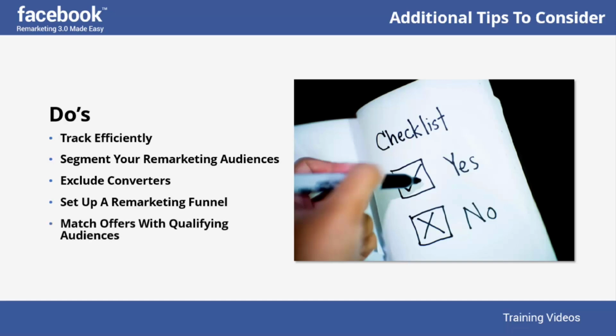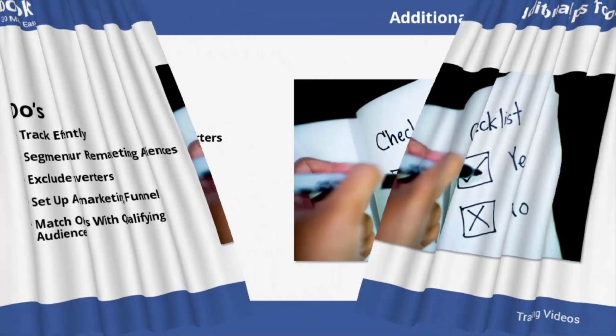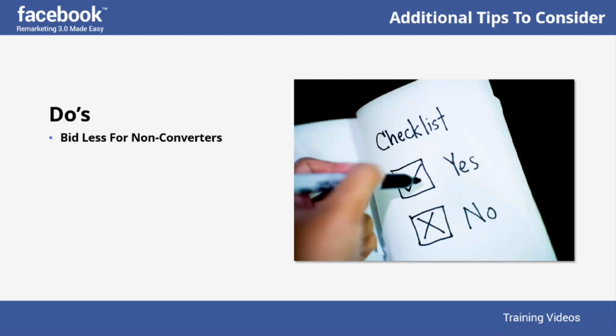Match offers with qualifying audiences. You have to match the right type of audience with the right type of remarketing offer. For example, you can retarget visitors that have spent some time reading your material with a free ebook, but you shouldn't retarget them with a sale. Bid less for non-converters. Non-converters are always going to be a valuable asset, as long as they keep coming back, but make sure to not overbid on them.